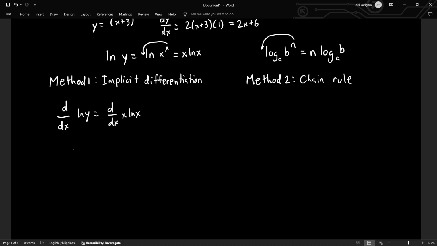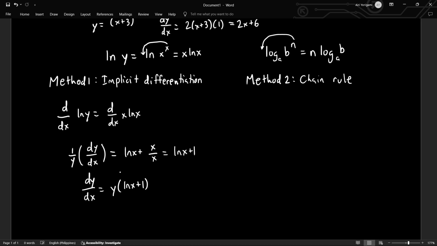What is the derivative of ln y? That's 1 over y. And then what's the derivative of y? That's dy over dx. That's equal to, we use the multiplication rule here. So x, derivative of x, that's 1 times ln x, plus x times the derivative of ln x, which is 1 over x. Here we can simplify this to be equal to 1. So it would be ln x plus 1. We multiply both sides by y to just keep dy over dx. So this becomes y times the quantity ln x plus 1.